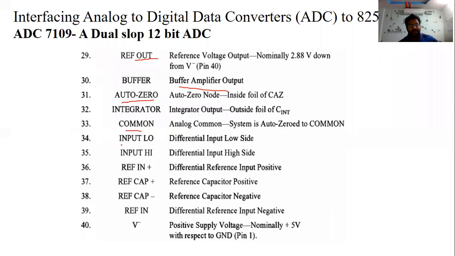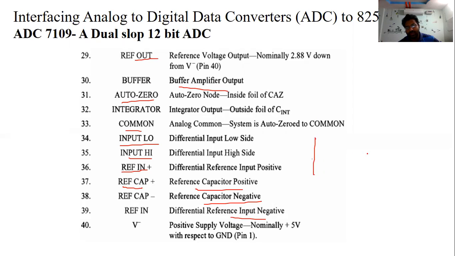We also have reference output, buffer output, amp, auto zero node, common input, low input, high input, differential input, reference side capacitor positive, capacitor negative, reference input negative, then polarity, then voltage plus 5 volts, whatever it may be, the number of signals.